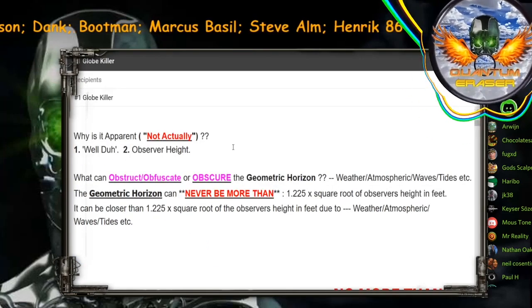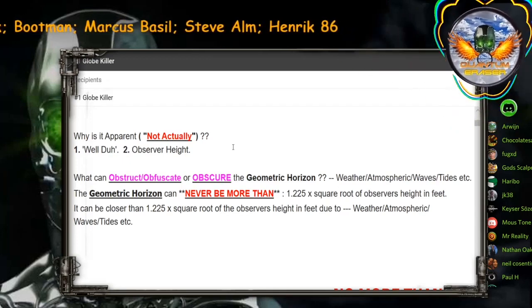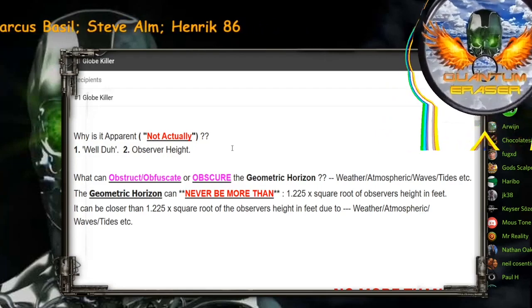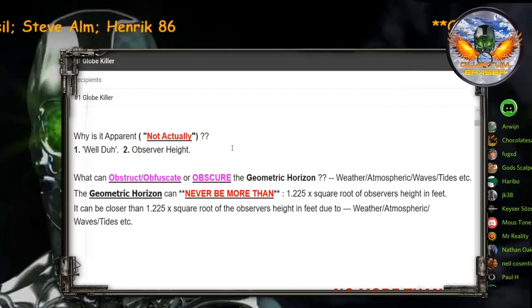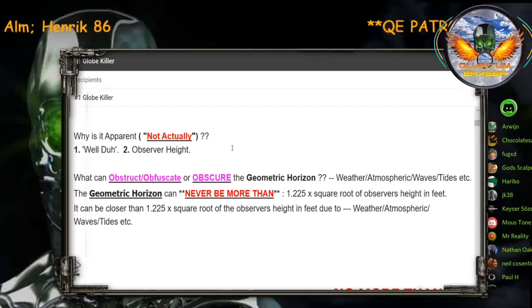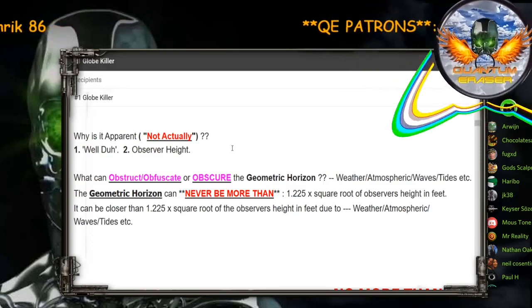Why is it apparent? Well, the biggest reason is, does the sky actually meet the Earth or the sea? Actually, no. It only appears to do so, making the horizon apparent by definition. And number two, the geometric horizon is also apparent because it changes with the observer's height.